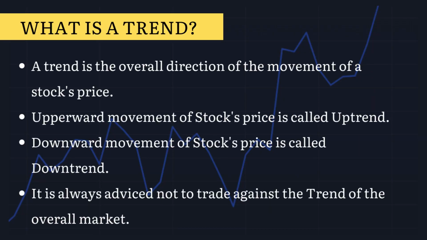The first thing, what is a trend? A trend is just the overall direction of the movement of a stock's price. Upward movement of stock price is called uptrend. Downward movement of stock price is called downtrend. And one biggest advice if you are trading in the stock market is not to trade against the trend of the overall market.